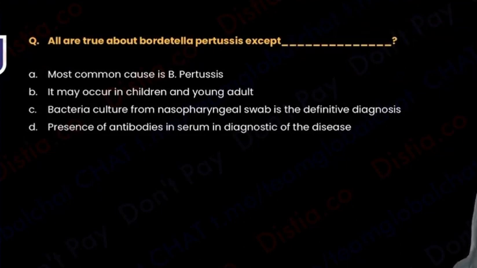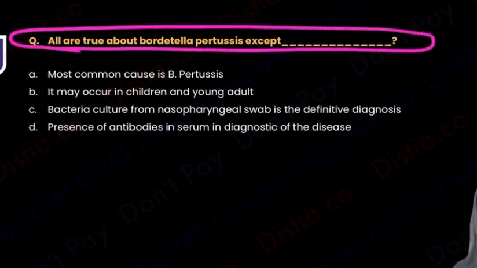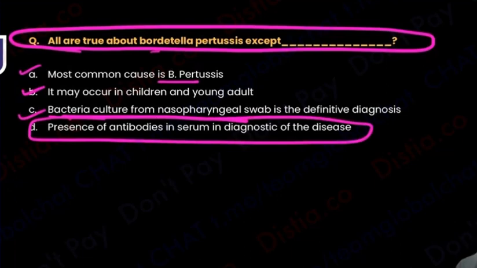So tell me, all of the following are true about Bordetella pertussis except. The most common cause is Bordetella pertussis only. Fine. It may occur in children and in adults. Third, bacterial culture from nasopharyngeal swab is the definitive diagnosis. And fourth, presence of antibodies in the serum is diagnostic of the disease. So see, can it cause pertussis? Of course, that is the name. Can it occur in children and in young adults? Of course, yes. Bacterial culture from the nasopharyngeal swab is the most definitive. Is presence of antibodies the diagnostic modality? No, I told you the Bordet Gengou medium. That was the most common. So which of the following is not true?